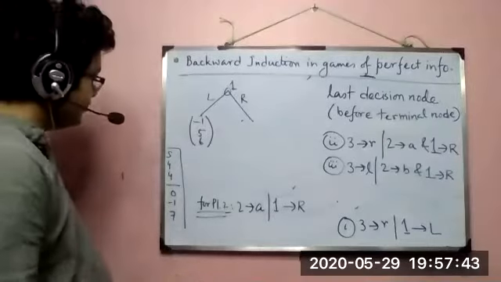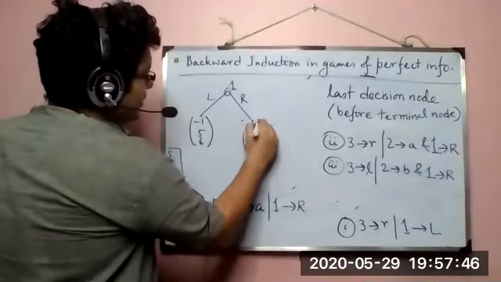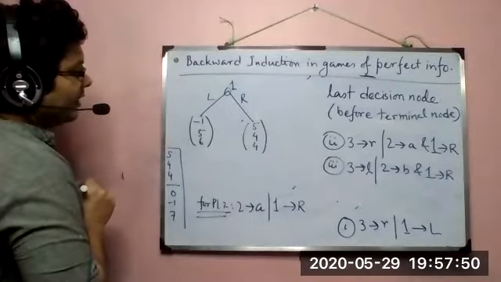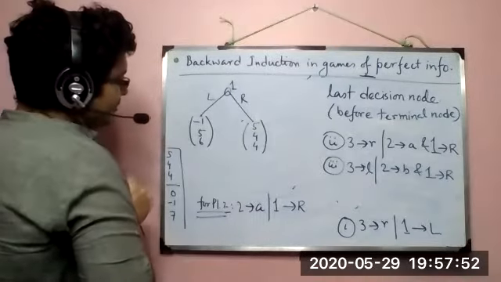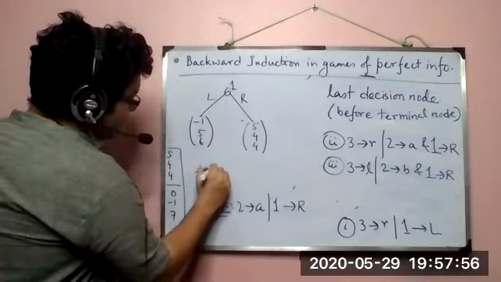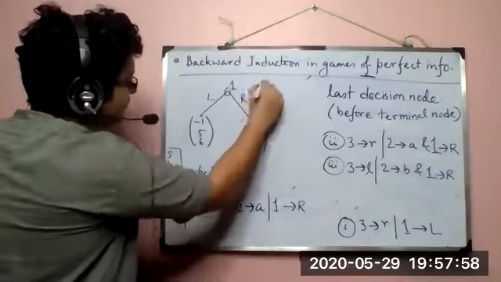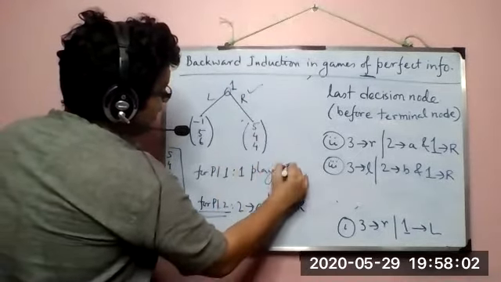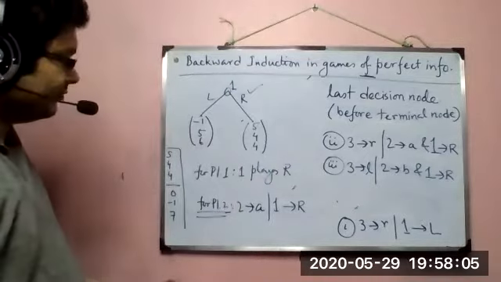All right, so now we are at the end. 5, 4, 4. So here it's simple. Player 1 will play R because 5 is higher. So for player 1, what will it be? 1 plays R.